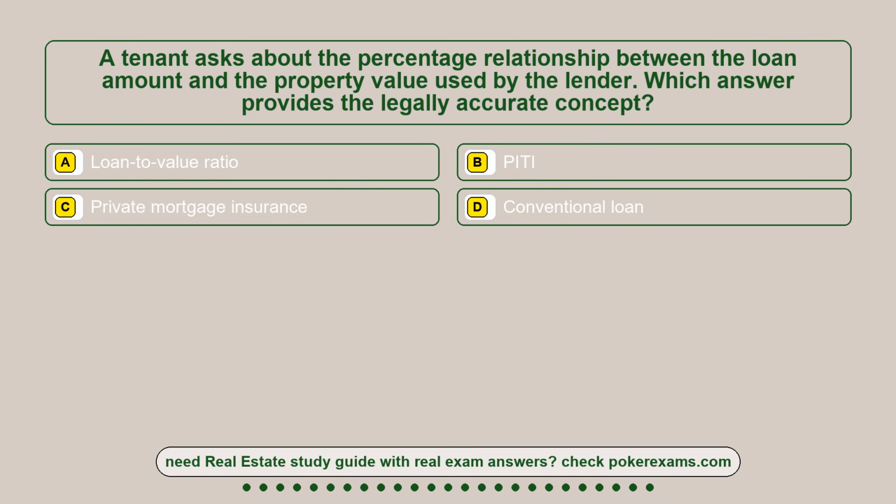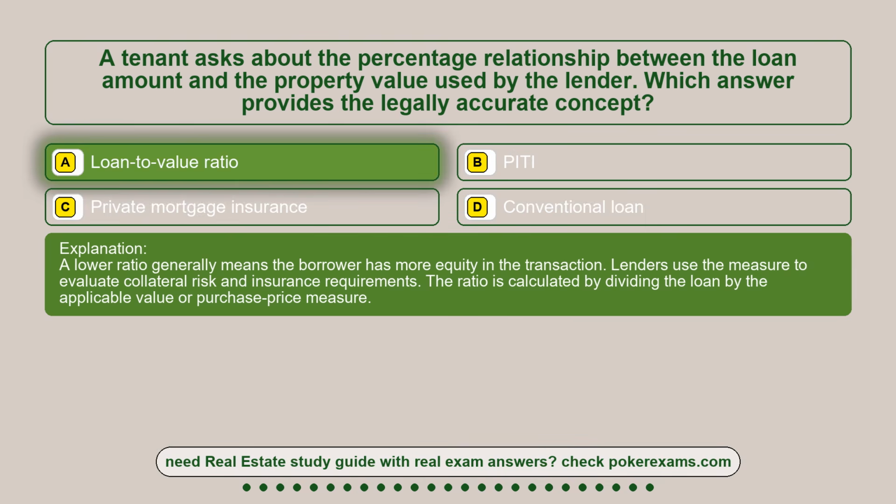Question 16. A tenant asks about the percentage relationship between the loan amount and the property value used by the lender. Which answer provides the legally accurate concept? Option A, loan-to-value ratio. Option B, PITI. Option C, private mortgage insurance. Option D, a conventional loan. The correct answer is option A, loan-to-value ratio.